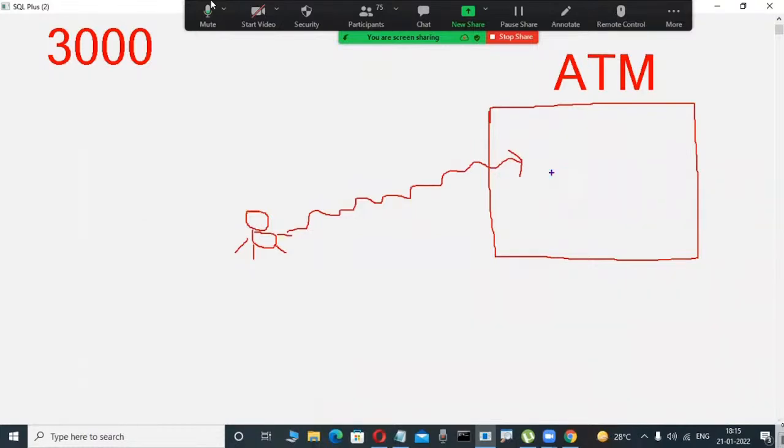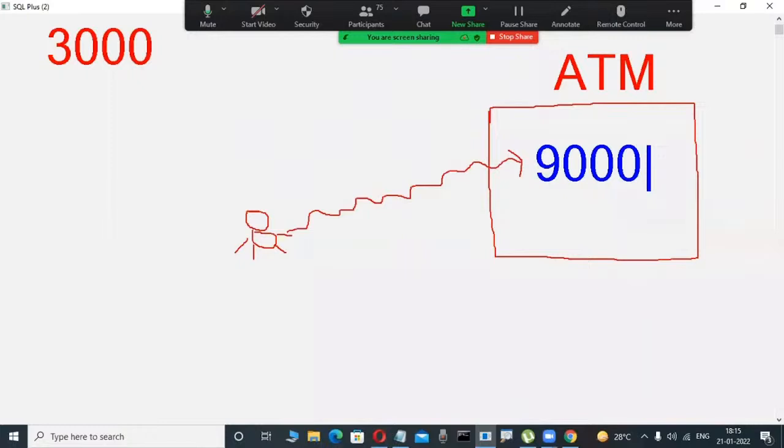Now I decided to withdraw some amount. Okay, fine. But unfortunately, 3,000 is my available balance. After inserting the ATM card and entering the amount, unfortunately, I mentally decided to withdraw 9,000 rupees. Now, as I try to withdraw 9,000 rupees, am I getting 9,000 rupees?